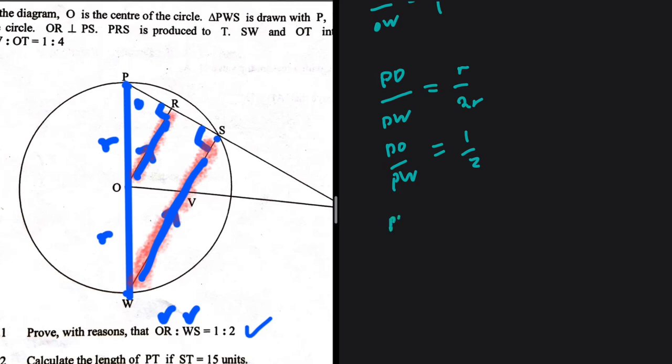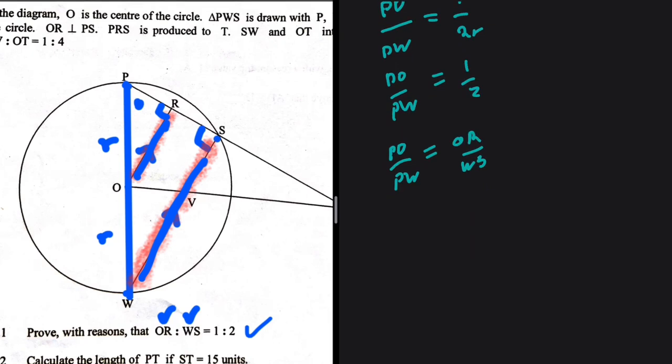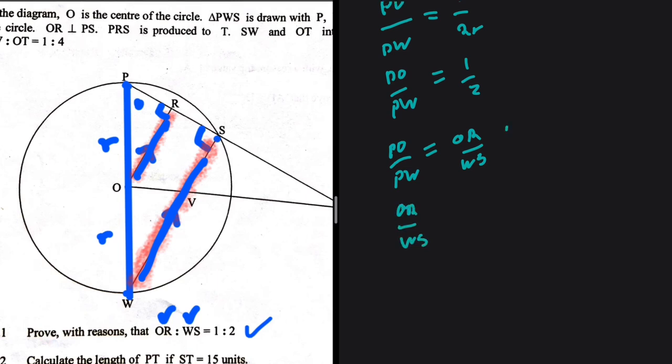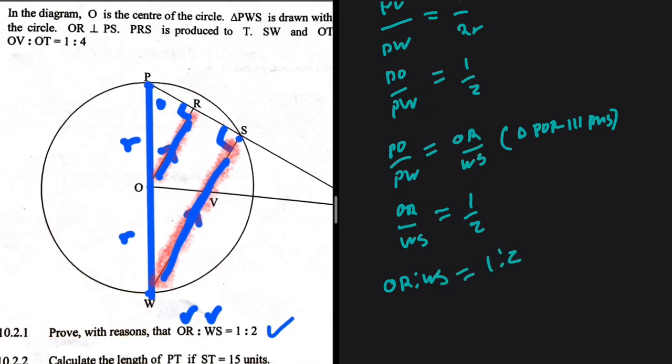So we can say that PO over PW is equal to OR over WS. I'm forgetting to give the reason. The reason is that POR is similar to PWS. So OR over WS is 1 over 2. So OR is to WS is equal to 1 is to 2. Okay, that is 10.2.1. Let's take a look at 10.2.2.